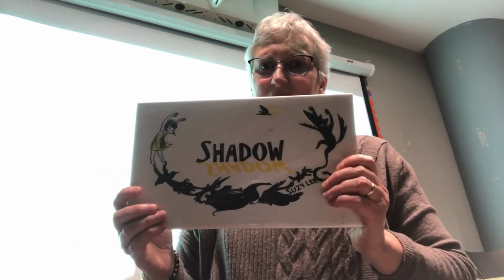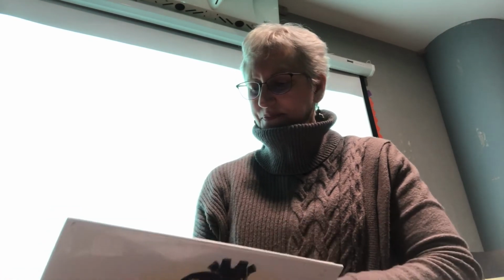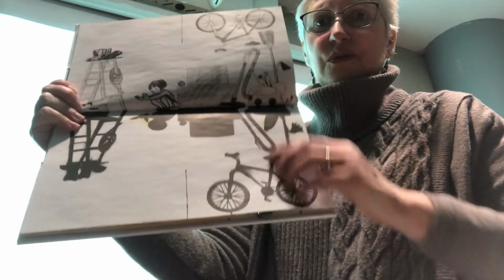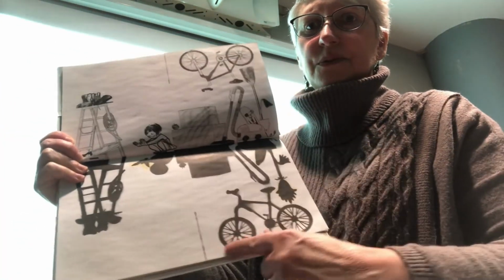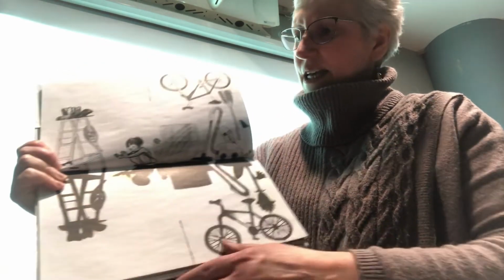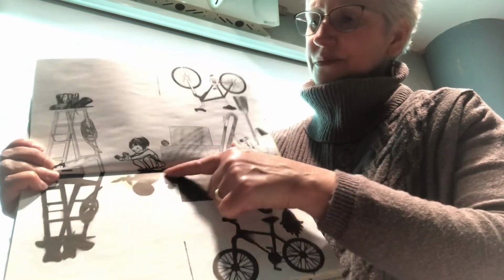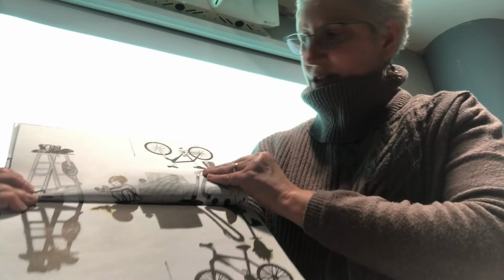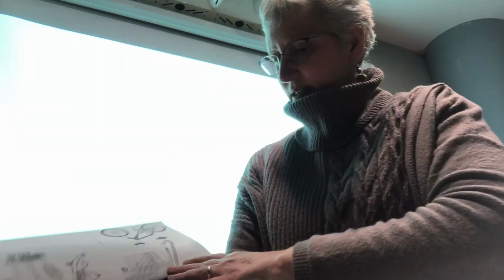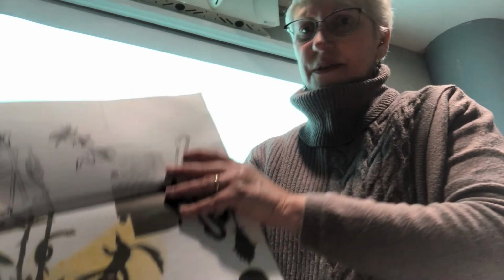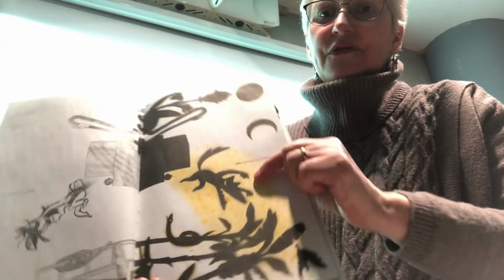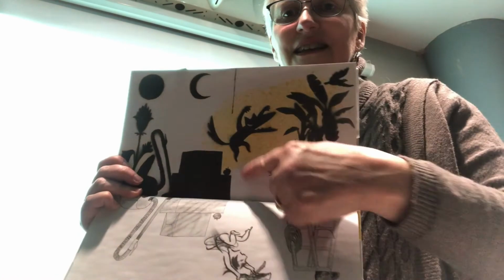I have another story called Shadow by Susie Lee. And in this story, there's a little girl with a great imagination. And she has shadows on her wall from the things in her room, her bicycle and a ladder. But look what she's doing. She's making that shadow bird. So the yellow is her imagination. And she's even imagining that she's a flying dragon.